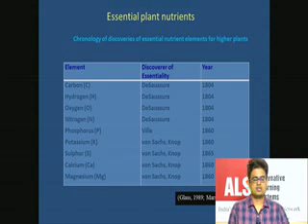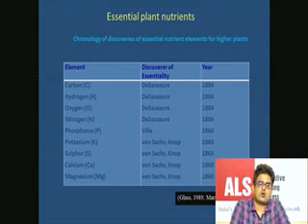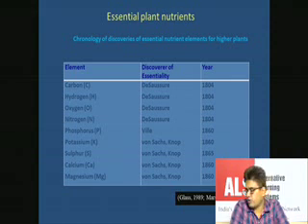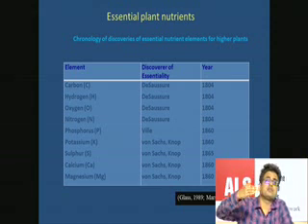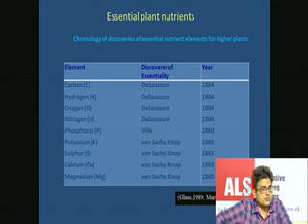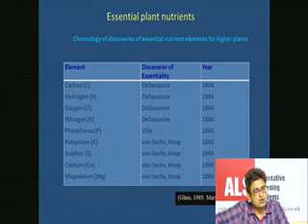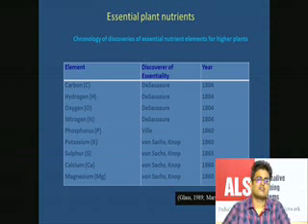Okay. Now Von Sachs and Knopp and some other scientists identified a unique way of knowing which elements are essential for the plant. How did they do it? The thing is, they found out that if you are growing a plant in soil, soil contains so many mineral nutrients, but it is very difficult to decide which is essential or which is not essential. So what should we do regarding this? They found out a way.